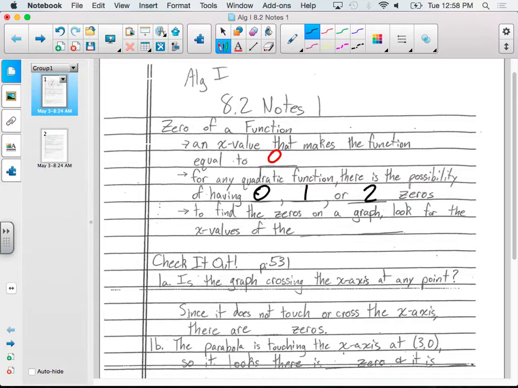Now, to find the zeros on a graph, just like on this one, we're going to be looking for the x-intercepts, but we're not going to put the ordered pair. I want you to underline this: we're going to look for the x values of the x-intercepts. So when we're looking at a graph, we can find the x-intercepts, but it's only going to be the x value. For instance, if we had an x-intercept of (2, 0), our zero would just be 2, the x value of it.